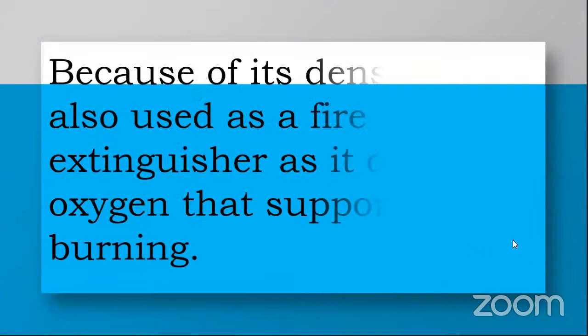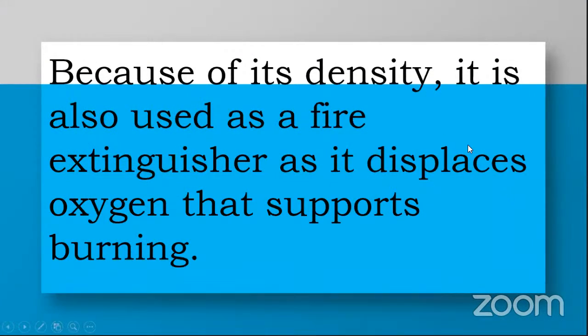And because of its density, it is also used as a fire extinguisher. It is also used as a fire extinguisher, or we can say it is because it displaces oxygen. We are saying that it is denser. So let me draw a diagram. What do we mean by displacing?